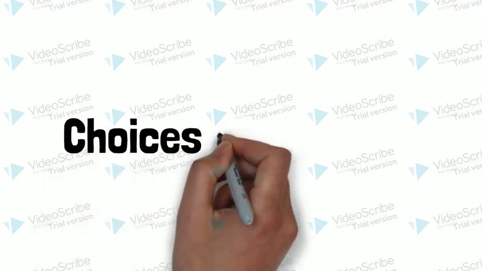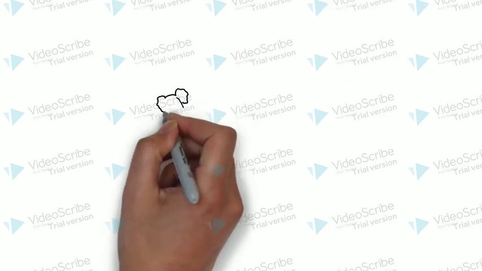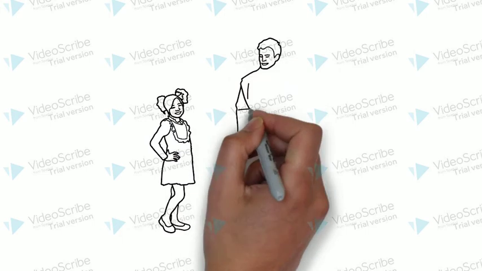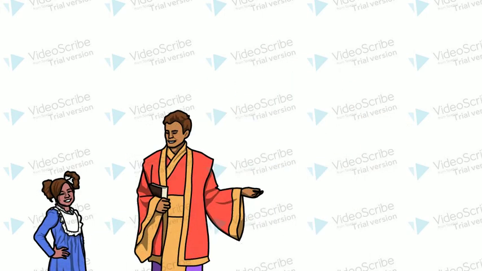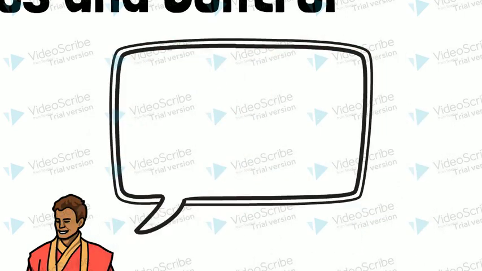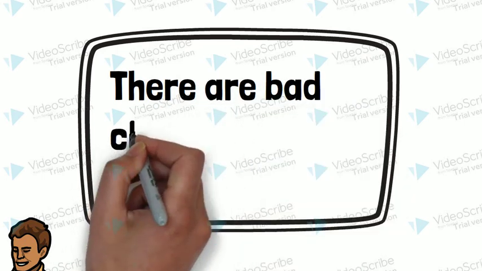Choices and control. Children feel like they have control when they realize that they have choices. It is an important skill to develop, as it is one of the steps used in problem solving. It is important to talk about their choices and to help them evaluate if they were good ones or if there are better choices.